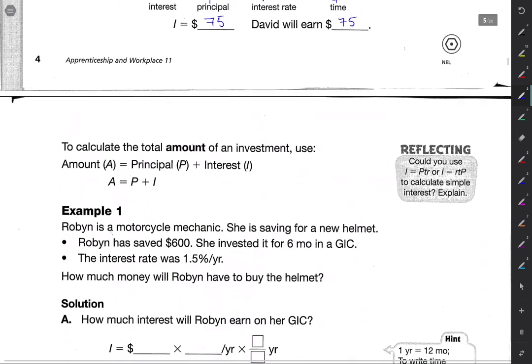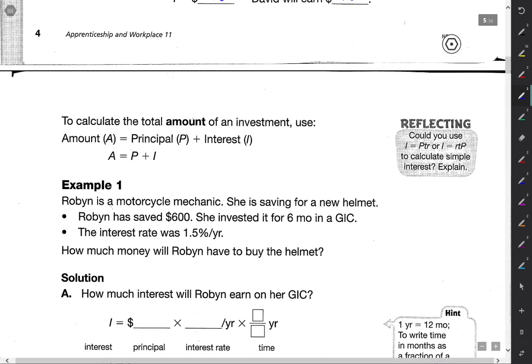Now, moving on to the next part, it says to calculate the total amount of an investment, use this formula. So the amount, A, is equal to the principal amount plus the interest earned, or in other words, the initial amount plus the interest earned.